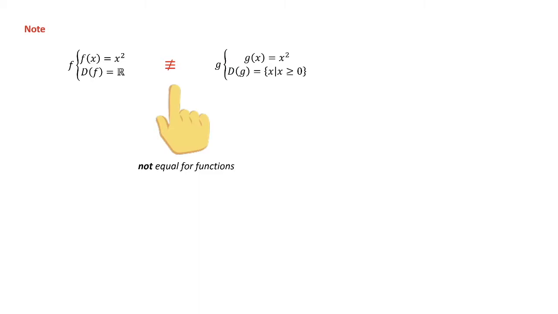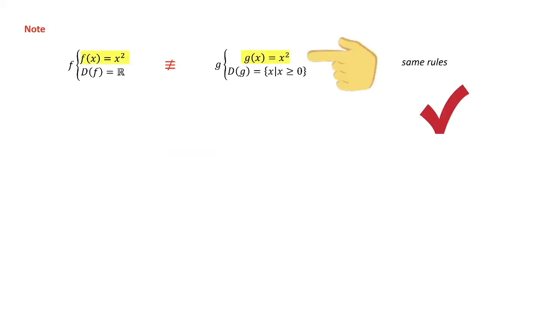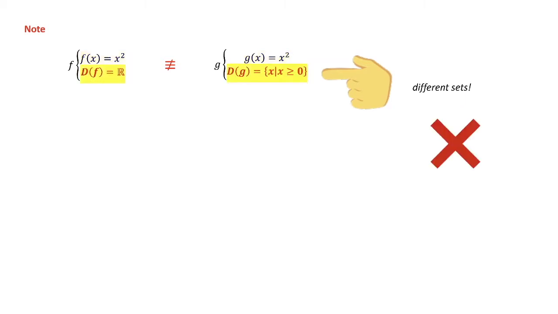Okay, so you don't have to use it. I'm just saying f and g are not equal. They're not equal as functions. Why? Notice they have the same rule. And if you only look at the rule, you say, these are the same thing. What am I missing? Well, they apply to different sets, right?